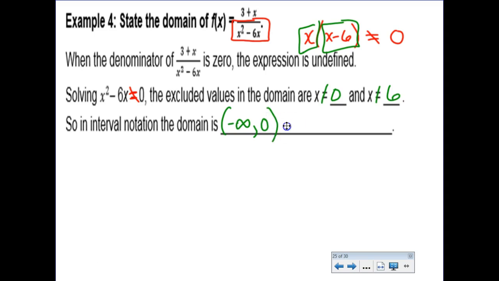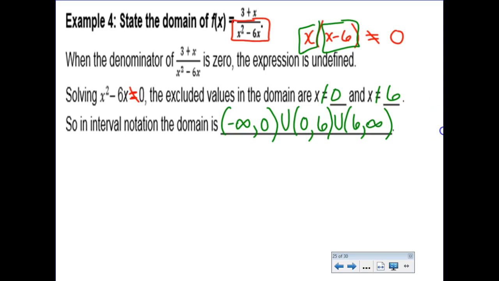A parenthesis. Now, I need to hop over 0 and get to the other side of 0, so I'm going to use a union symbol, and then I'm going to start my next interval on the other side of 0, and then I'm good until I hit my next problem. What is my next problem? 6, but I can't use 6, you told me that, so put a parenthesis on it. And then you got to hop over 6, get to the other side of it, and then keep going until infinity. Woo!